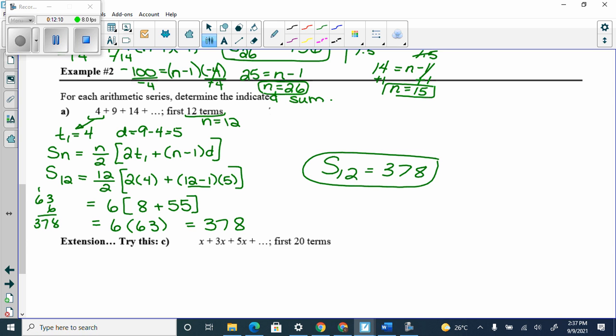It doesn't seem realistic. I'm going 4, then 9, then 14, then 5 more is 19, then 5 more is 24, and I'm going to add them all up. First 12. Does 378 seem realistic? Yeah, it seems like it could be. If it was like 1,000, I'd be like, well, that's a little fishy because I have to add 12 terms, not 24. Something larger. You guys are going to try this one.